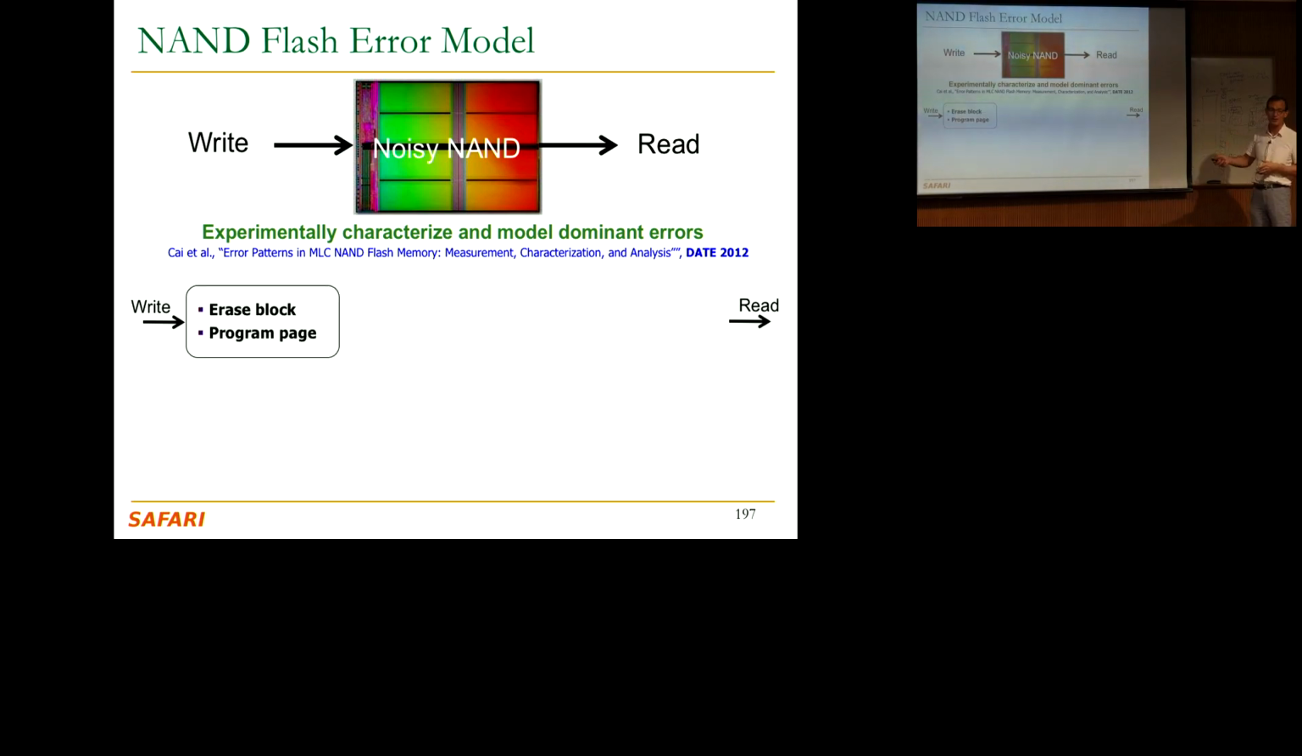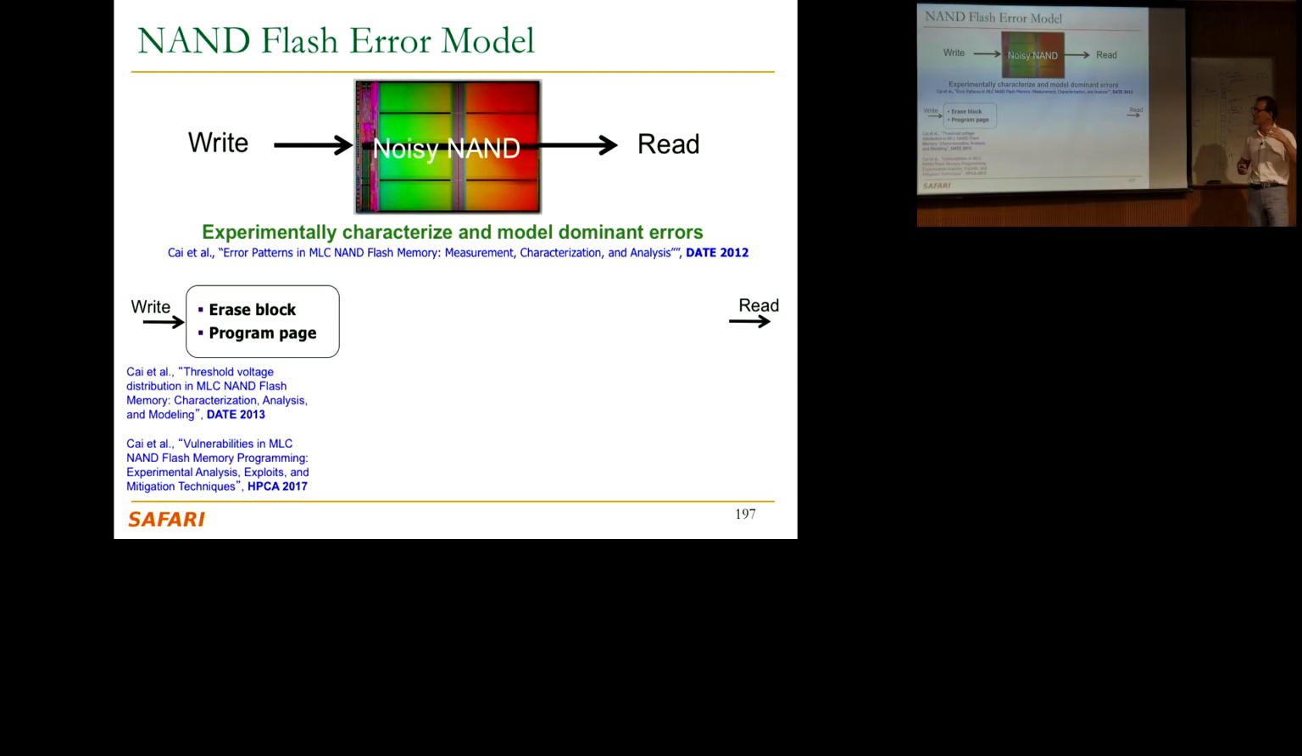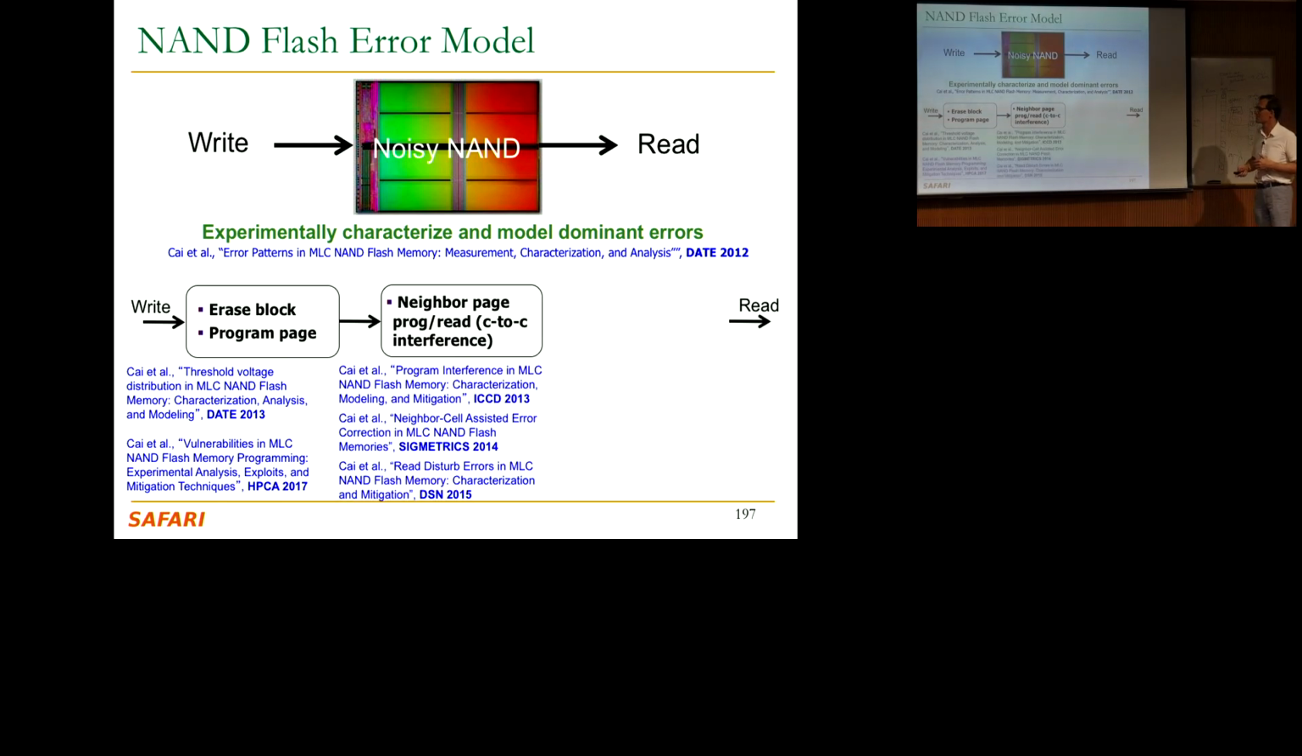This is the lifetime of what happens to a flash cell, if you will. In order to write to a cell, you need to erase the entire block, and you need to program the page. You get errors while you're doing that: erase errors and programming errors, so your write may not be correct. And while the cell is written and living, some other cells disturb it. When the neighbor page is programmed or read, you get cell-to-cell interference, very similar to the read disturb errors that we've seen in DRAM. I'm going to talk about that actually. So you get disturbed by other cells.